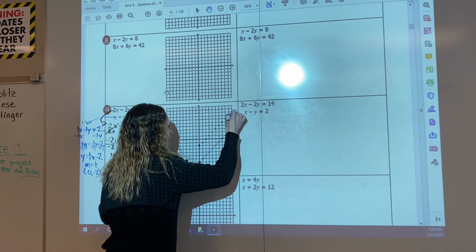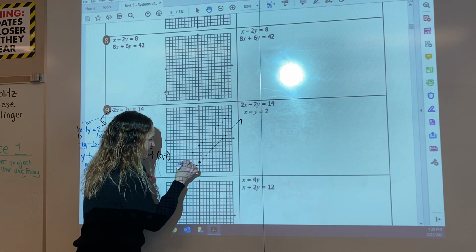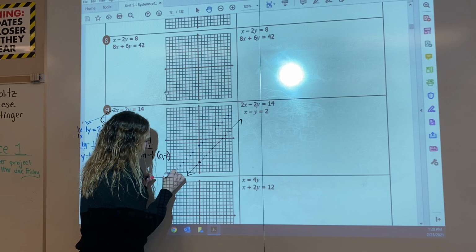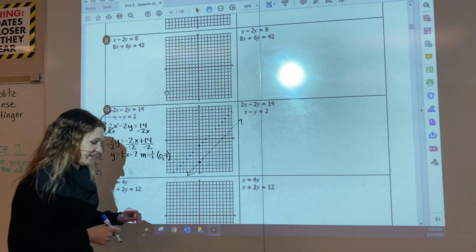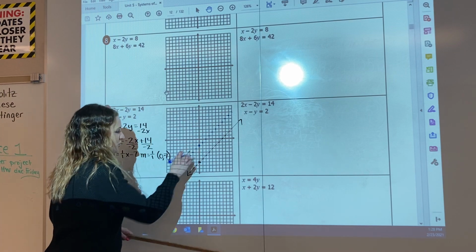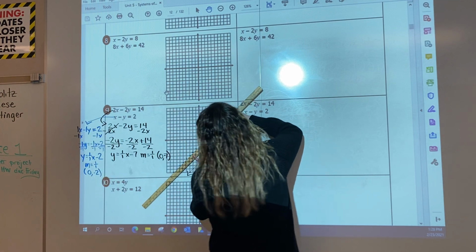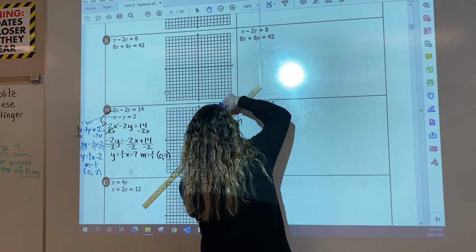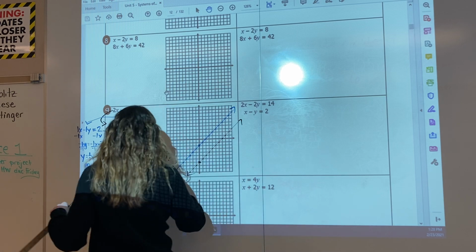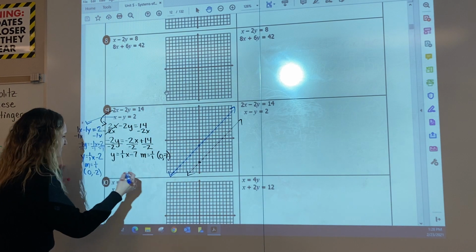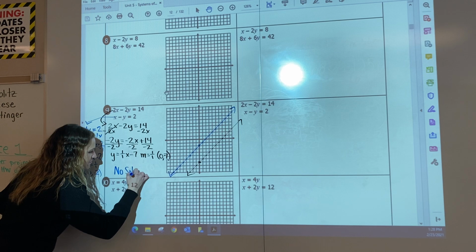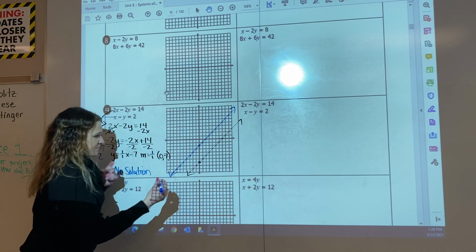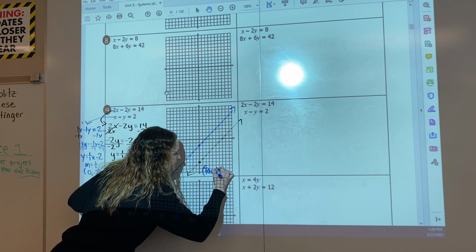What do you notice about these lines? They're the exact same what? Slope. And if they have the exact same slope, they will never intersect. You see they start at a different point. They're never going to intersect, which means you have a no solution on your hands. Let's go ahead and write that. Then right here, I'm going to write parallel lines.